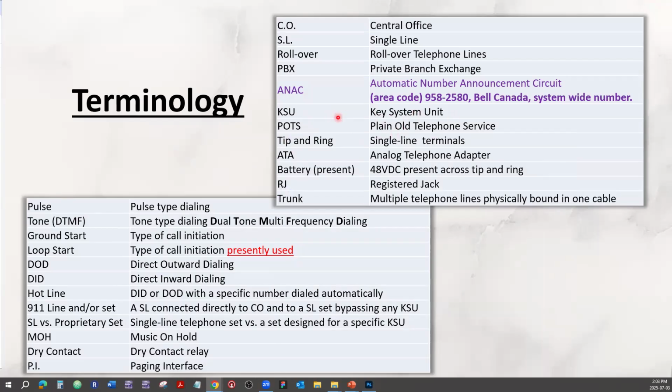KSU, key system unit or key service unit, we talked about that. POTS, plain old telephone service. All right. Tip and ring, talked about that. ATA, we talked about that. Register jack, we talked about that. Now the trunk and the battery present. Let's talk about trunk first. Very simple. A trunk is a cable that contains many cables or many telephone lines. So within the big service companies, they would say, okay, this is a trunk that services a certain neighborhood. That's what trunking is, bundling the cables.